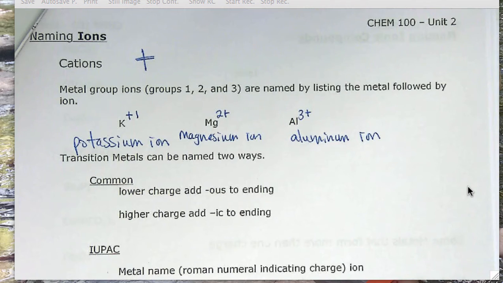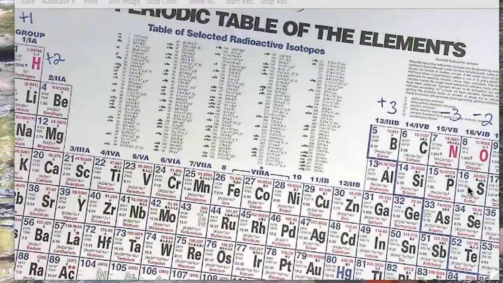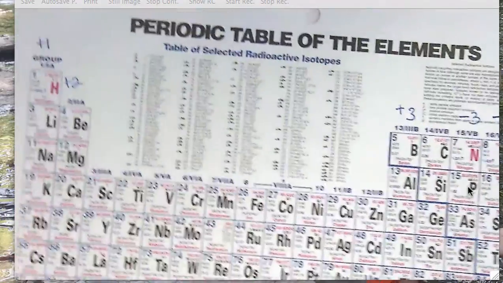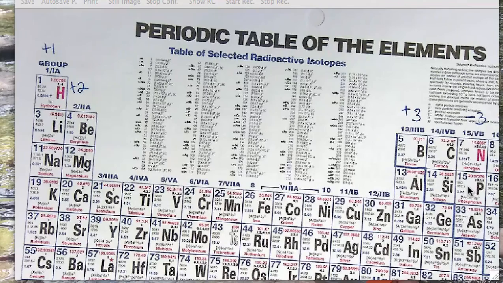Now remember the thing that's special about transition metals. Transition metals can't make up their mind about what charge they're going to be. There are a few transition metals that have their stuff together and know who they are. But there are some transition metals that don't.